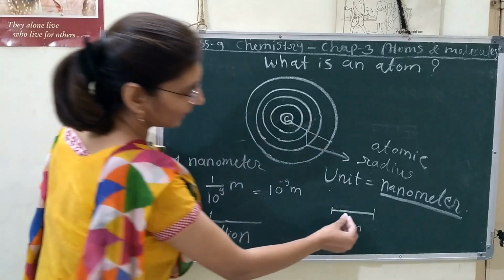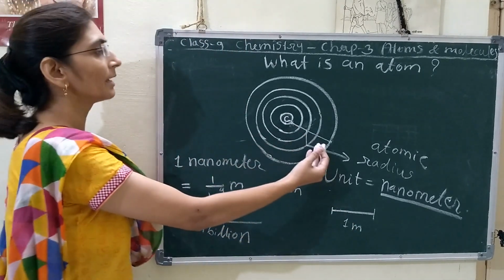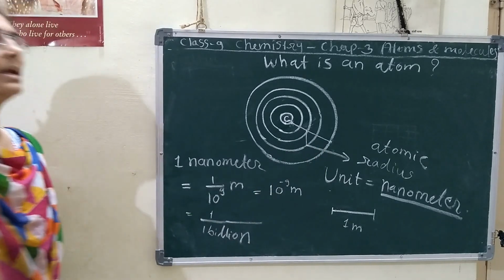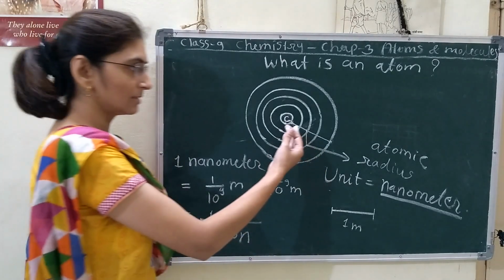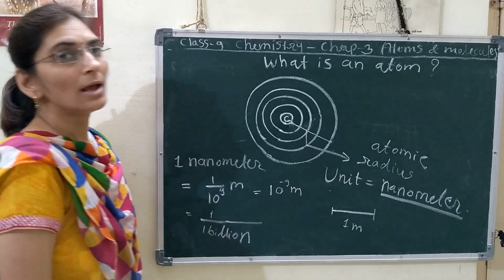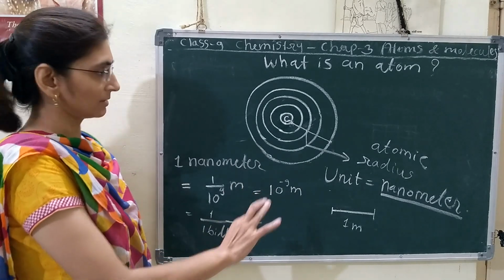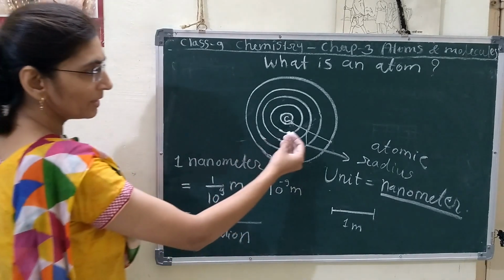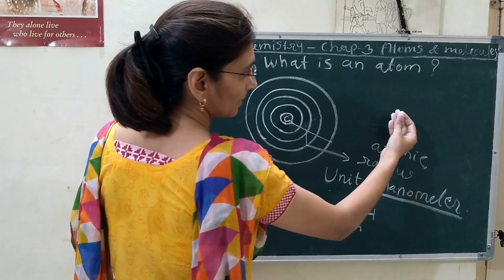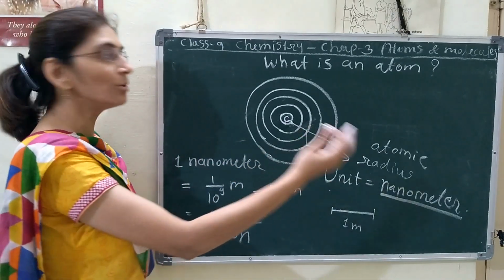So, we can understand from this how small the atomic radius is. And here the atomic radius is considered the average atomic radius of the atoms present in our universe. The atomic radius differs from element to element. It varies from element to element.